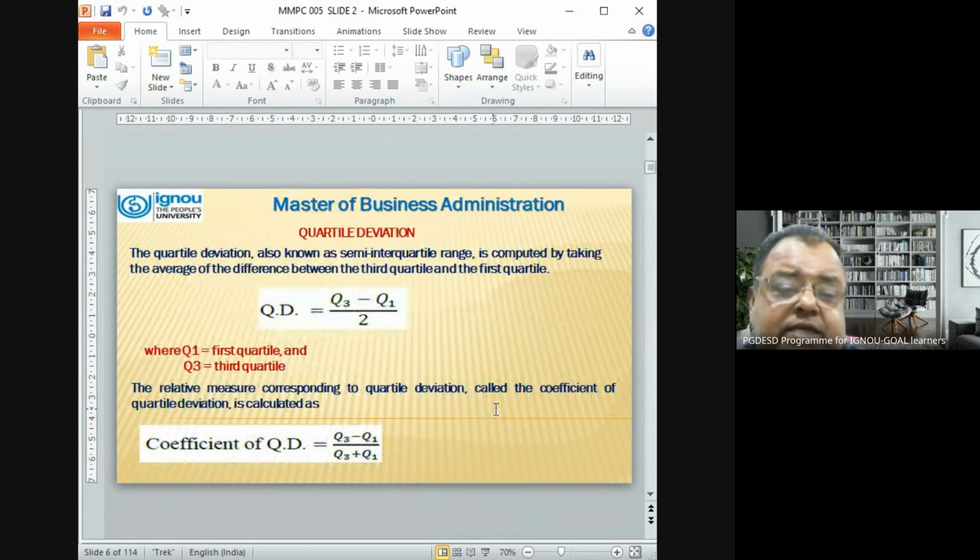Now comes quartile deviation. You are aware of quartiles? Quartile deviation is also known as semi-interquartile range and is computed by taking the average of the difference between the third quartile and the first quartile. That is, quartile deviation is (Q3 minus Q1) by 2, where Q1 is the first quartile and Q3 is the third quartile. And the relative measure corresponding to quartile deviation is called coefficient of quartile deviation. That is Q3 minus Q1 divided by Q3 plus Q1.